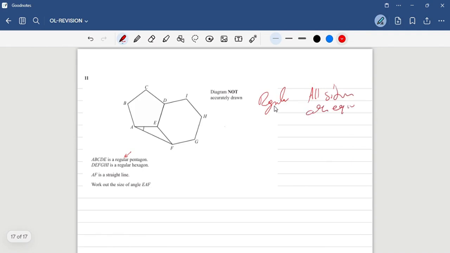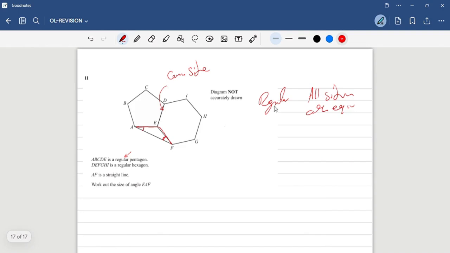So since all sides are equal, we can also say that we have DE as a common side, right, in both shapes. So if ED is a common side in both shapes, this means all the sides here equal all the sides here. The side length here is equal to the side length here. So AE equals EF. Since AE equals EF, this is an isosceles triangle, so this angle equals this angle. We have to remember this point.